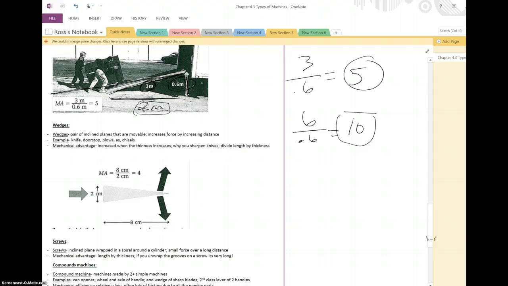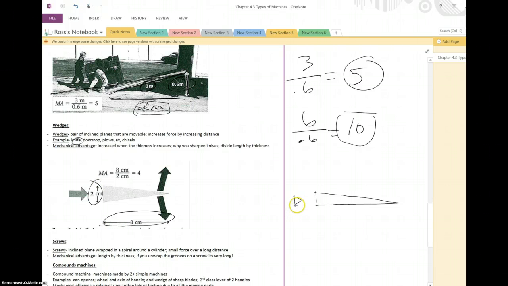Wedges. The way that you normally think of using a wedge is, at least for me, using a knife. If you want to cut your steak, you are not going to use a wedge that looks like that, right? That would not be a very effective wedge because it's not all that sharp. Instead, what you would do is use a wedge that looks something like that.